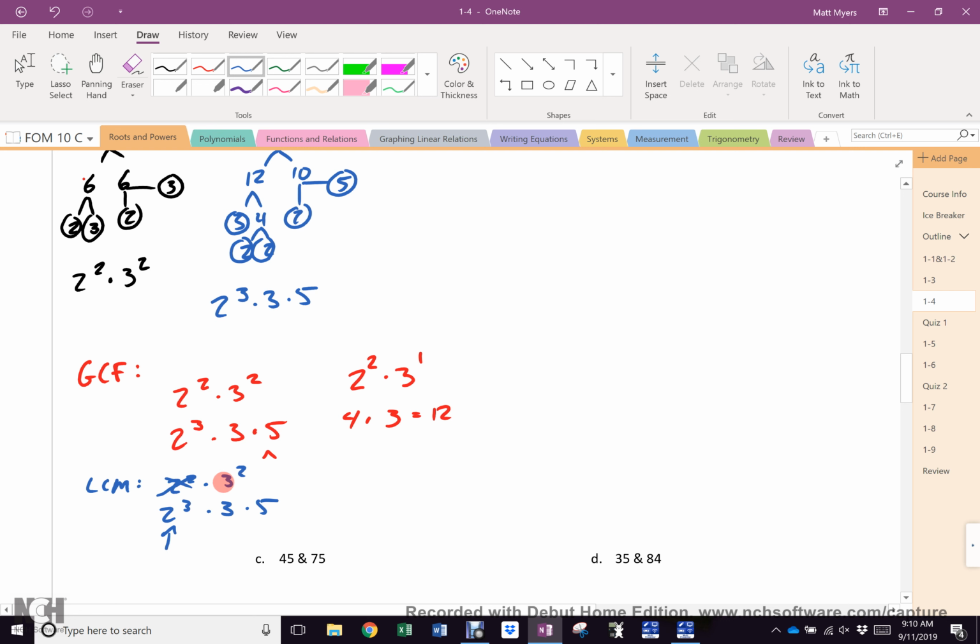Does this guy's 3's cover this guy's 3? So I don't need to count him. Do I need to count the 5? Because I count everything once. So I've got 2 cubed times 3 squared times 5. 2 cubed is 8. 3 squared is 9 times 5. 8 times 9 is 72. 72 times 5, you'd use your calculator, is 360. Can everybody do this? All right.